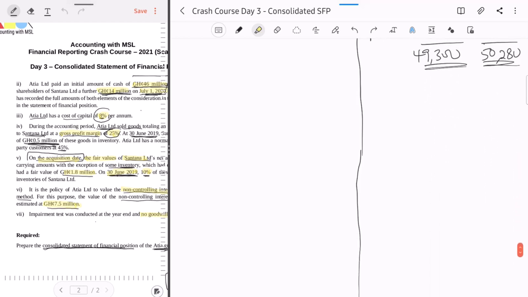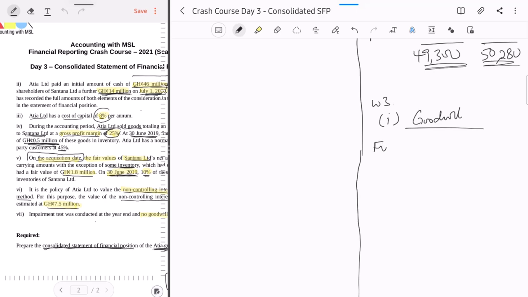So, I come to my working 3. Working 3i is for goodwill. Goodwill has a standard template. You pick your fair value of consideration, you add your fair value of NCI at acquisition, then you less your fair value of net asset at acquisition. That gives you goodwill. If there's any impairment, you less that and you get what? Your goodwill at net book value in the consolidated statement of financial position.